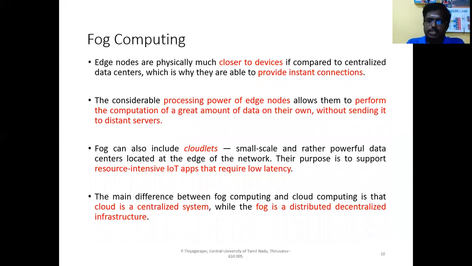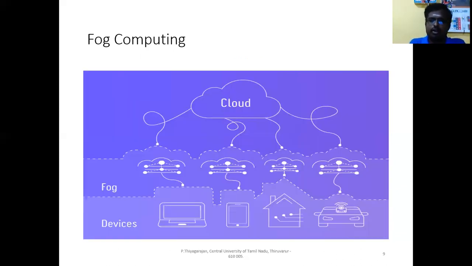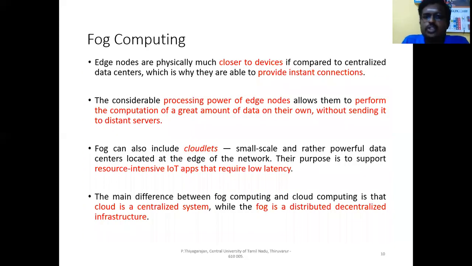Generally, the fog computing edge nodes, see here, there are 4 edge nodes. In the fog layer, there are 4 nodes, right? They're called fog edge nodes, or edge nodes. The edge nodes are physically much closer to the devices compared to the centralized cloud data centers. Of course, when a layer is introduced in the middle, the distance the data has to travel from the IoT device to the cloud is reduced, and it will travel only to the edge nodes. And it is very close, and that is why we're able to provide very instant connections.